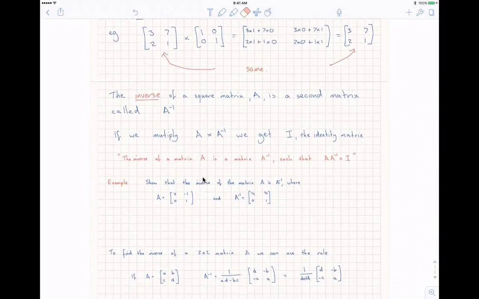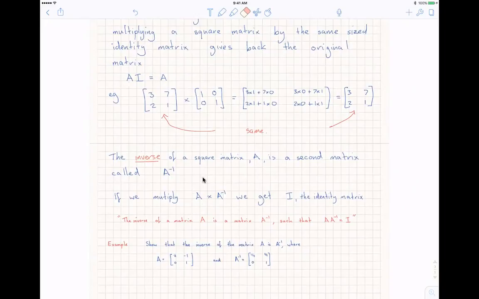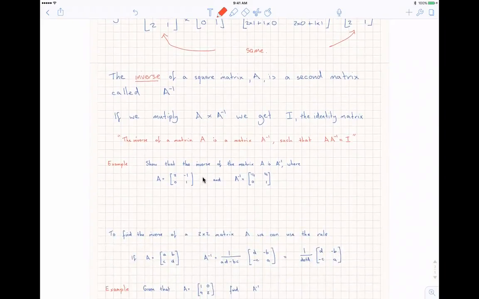So the rule here is that if we multiply A by its inverse, we get back the identity matrix. So it's similar to this concept above. Here we multiplied A by the identity and we got back A. Here we're going to multiply A by its inverse and we're going to get the identity matrix. So that rule is that the inverse of a matrix A is a matrix A inverse, such that if I multiply A by A inverse, I get back the identity matrix.